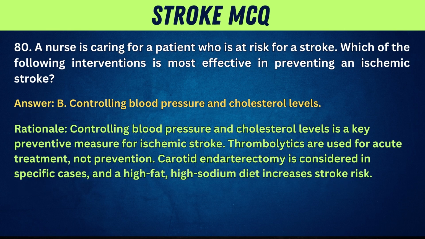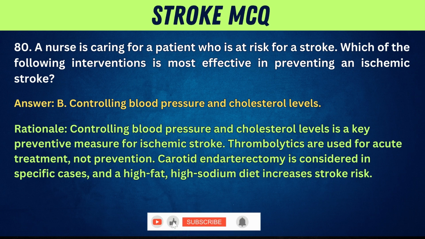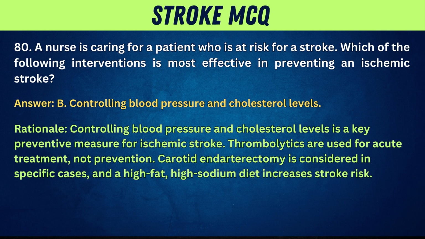Answer. B. Controlling blood pressure and cholesterol levels. Rationale. Controlling blood pressure and cholesterol levels is a key preventive measure for ischemic stroke. Thrombolytics are used for acute treatment, not prevention. Carotid endarterectomy is considered in specific cases, and a high-fat, high-sodium diet increases stroke risk.